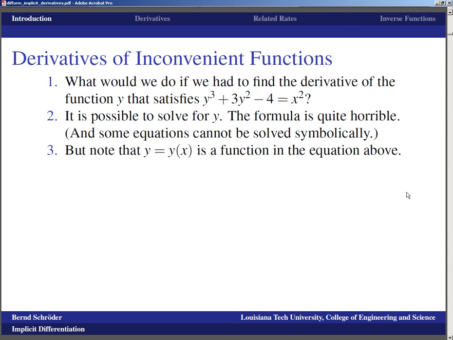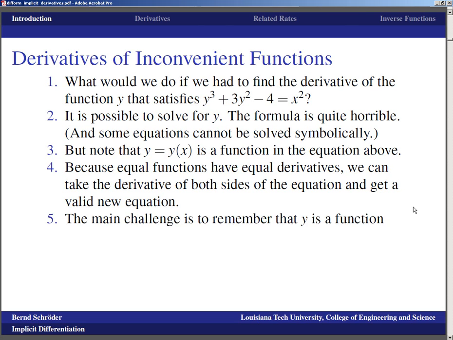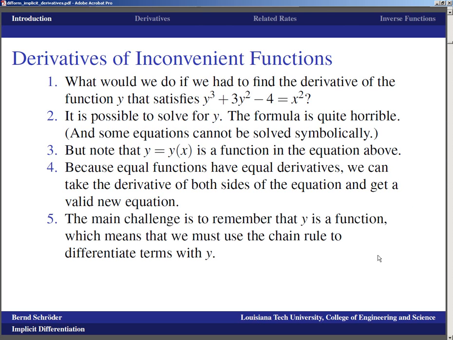And so rather than trying to find ways to solve symbolically that ultimately really don't even exist, we're going to note that in any equation, we can interpret the y as a function. And because the two sides of an equation are now equal functions, and equal functions have the same derivatives, we can take the derivative on both sides of the equation and get a new equation. And the main challenge there is to remember that y is a function. We'll see that when we actually do the computation. But what that means is that we must use the chain rule to differentiate any terms that have y.